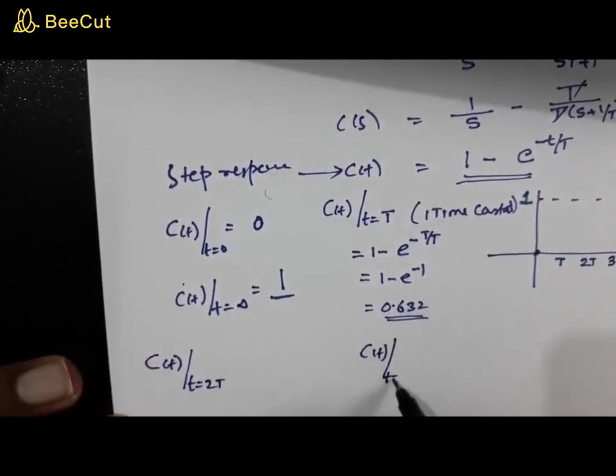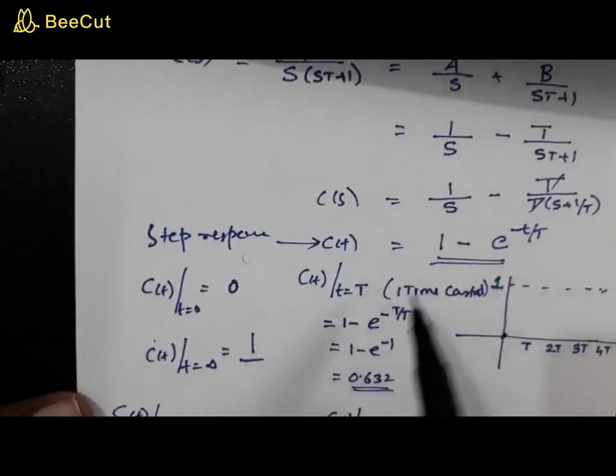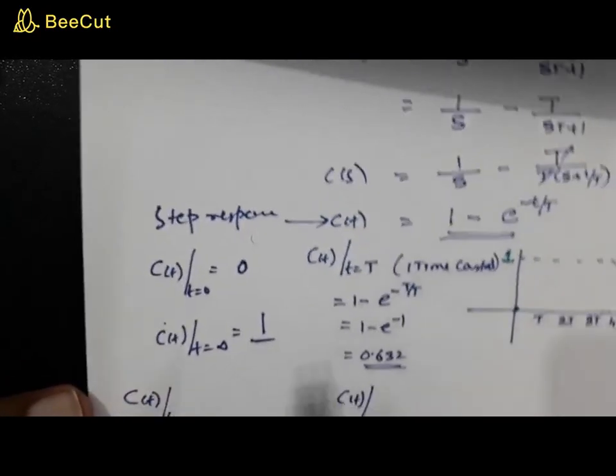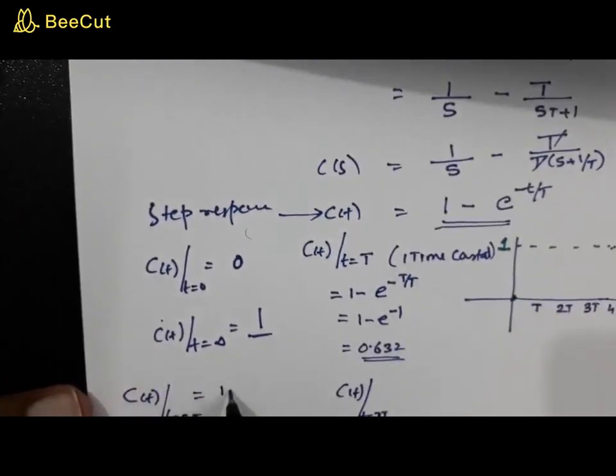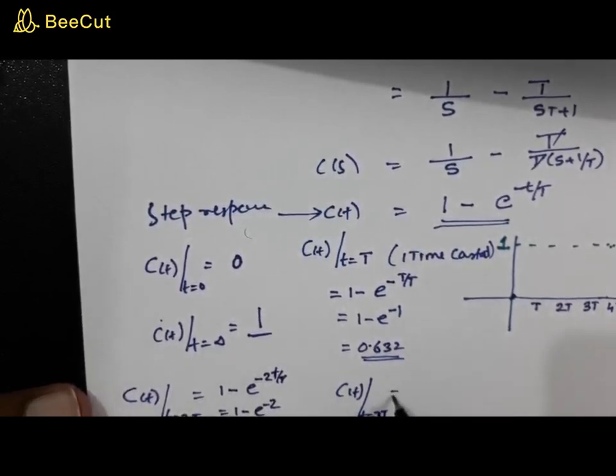Now similarly, you can find out C of t at t is equal to 2t, C of t at t is equal to 3t. So what you need to do is substitute this t. So I'll just do this for you again. e raised to minus 2t by t. This t and t gets cancelled. So this becomes equal to 1 minus e raised to minus 2. And similarly, you will be getting this as 1 minus e raised to minus 3.